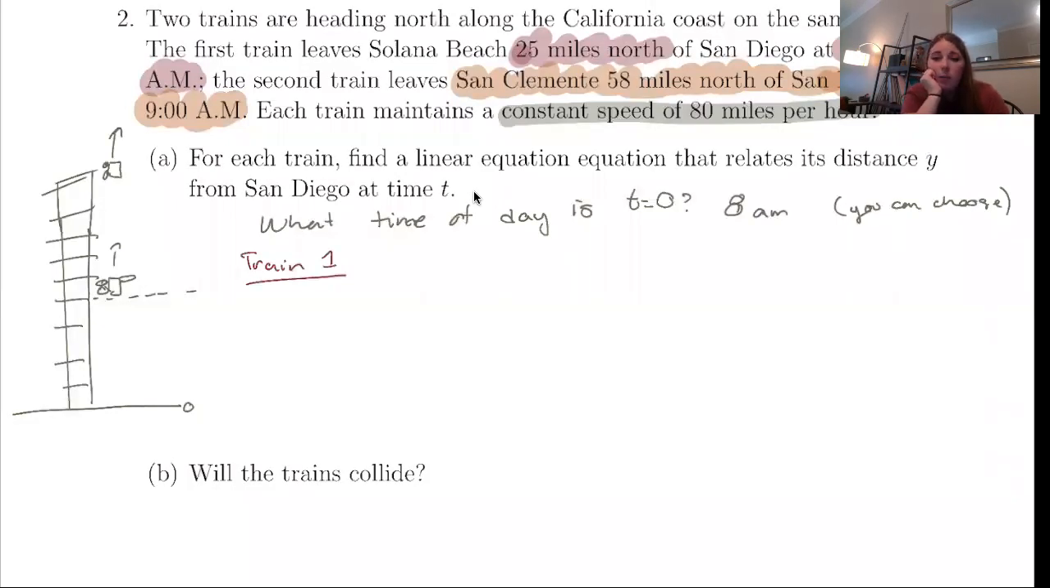We already have a point for it, right? What's our point that we're given? If we chose t equals 0 to be 8 a.m. and at 8 a.m. it's 25 miles north, y is the distance from San Diego. So what point do we have for this line already?